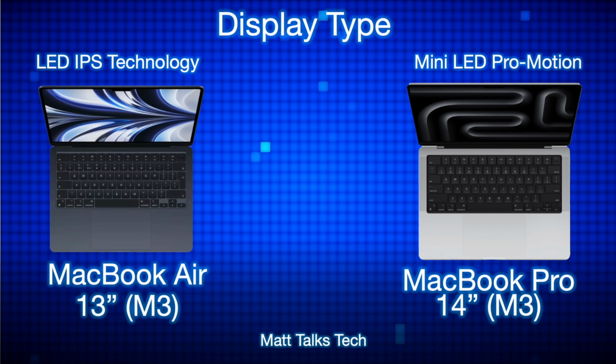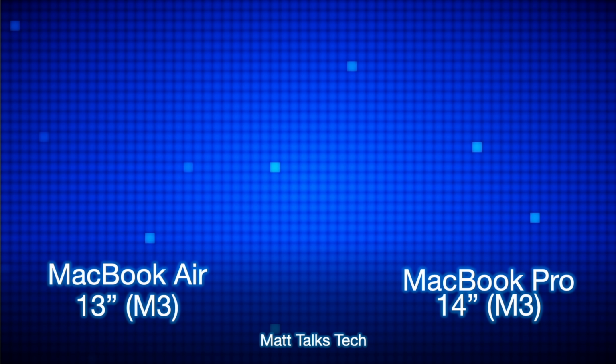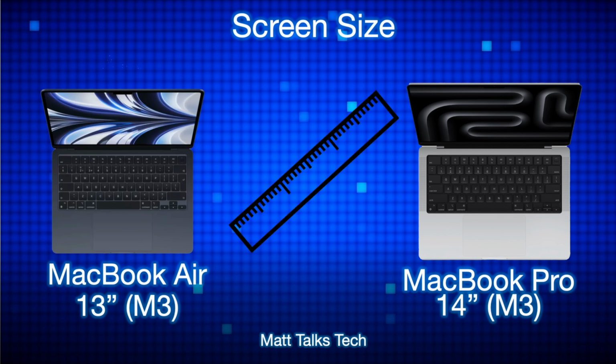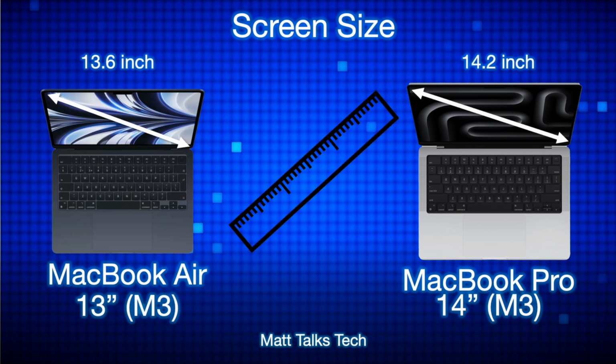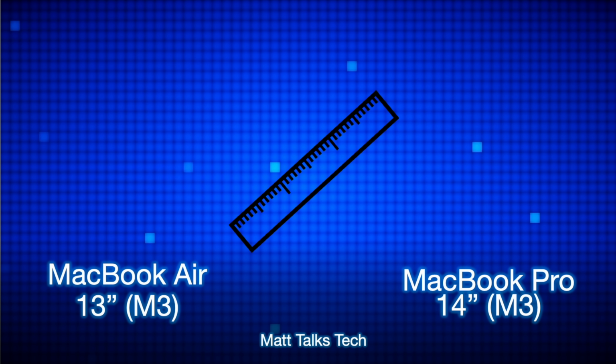But don't get me wrong, the MacBook Air's LED display is probably the best normal LED display you'll find on any laptop out there, so it still is really good. But for the actual screen size, there are some differences here, but not much in it. The MacBook Air 13-inch has a 13.6-inch display, whereas the MacBook Pro 14-inch has a 14.2-inch display, so we're talking just about half an inch bigger on the actual display.